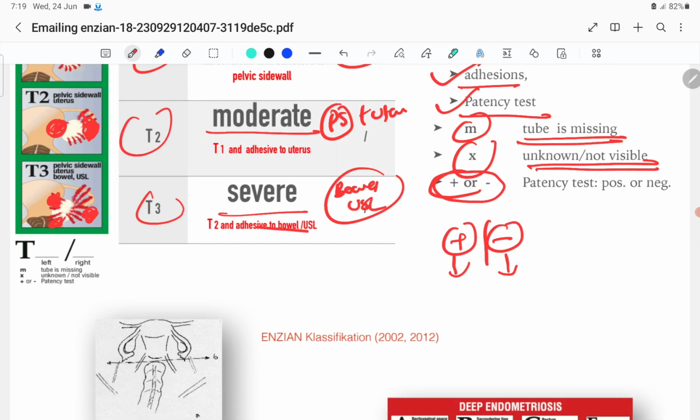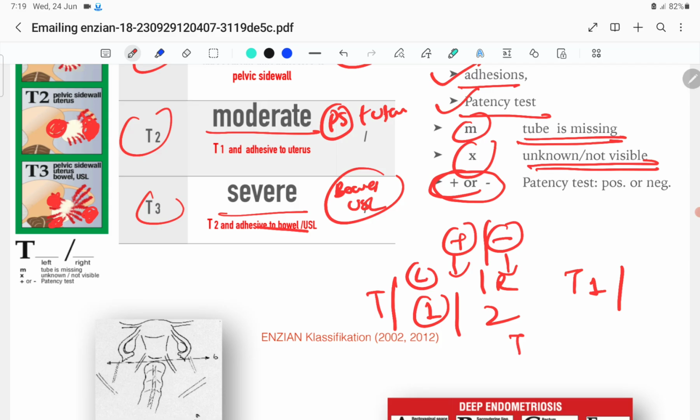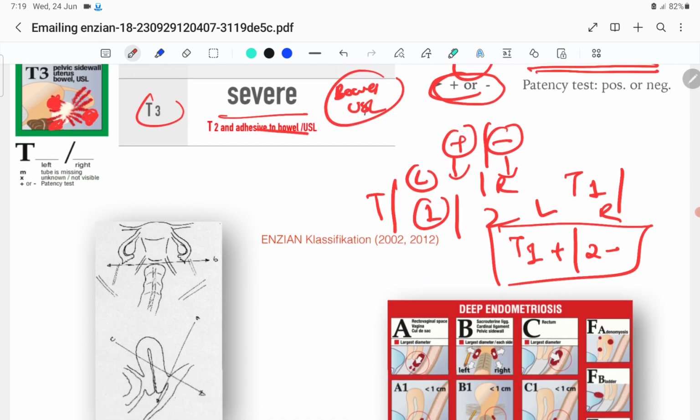So when you write the T, always start from the left and then the right. On the left you have to write T1 or T2. Suppose on the left side it is T1 and on the right side it is T2. How will you write it? T1 plus, T2 minus. That means tubal patency is present on the left side, and on the right side tubal patency is absent. The adhesion is to the pelvic side wall on the left, and the 2 on the right is the adhesion to the uterus.